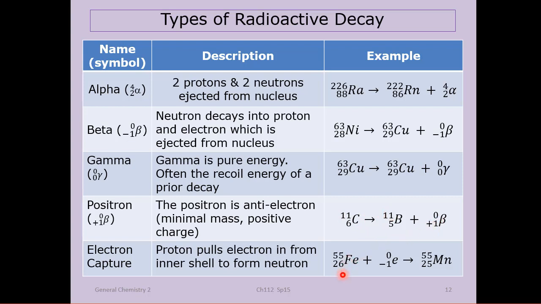And then electron capture happens on the reactant side. The way to think about it is a proton reaches out and grabs an inner shell electron. That makes this proton into a neutron, so the count doesn't change because I lost a proton and it became a neutron. But the fact that I lost a proton changes the bottom number.